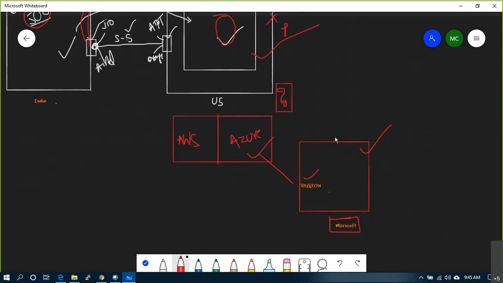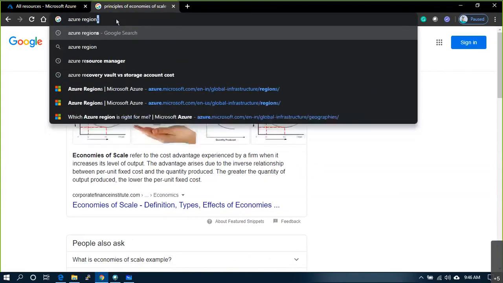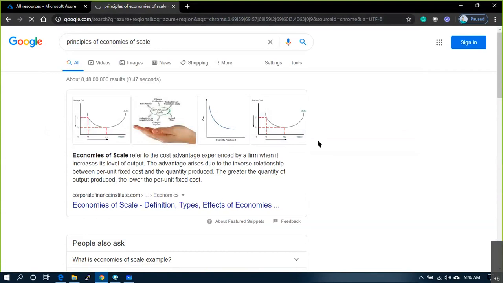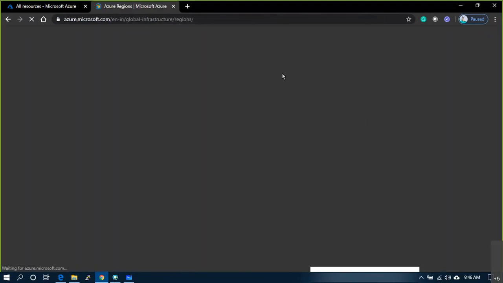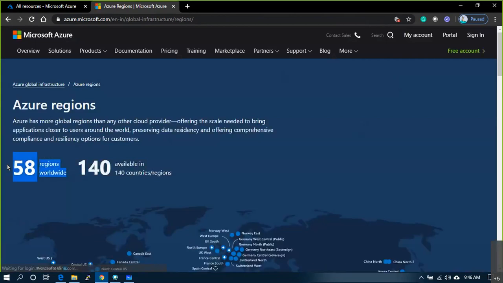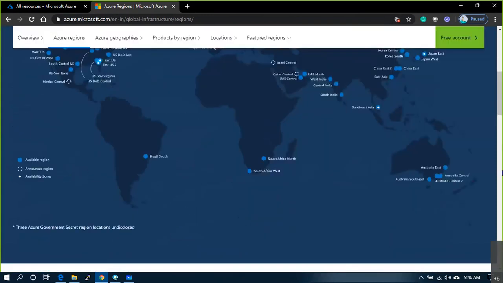Okay, so that's more of their logistics. But when it comes to technical stuff, the technical replacement of your traditional data center in Azure, you call it a region. Right. So the Azure regions means Azure has data centers across the globe. I don't know why this is so slow. Okay, 58 regions across the globe, and services are available across 140 countries. That's what they mentioned on the front page.